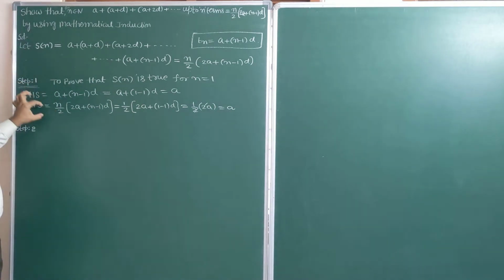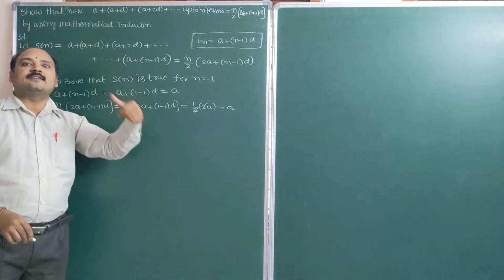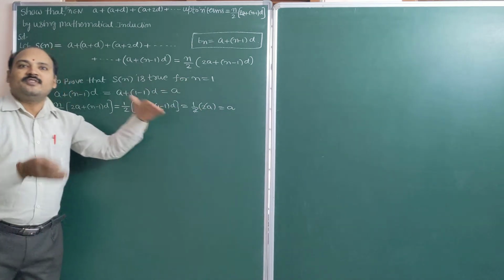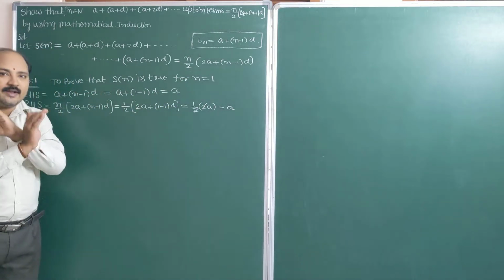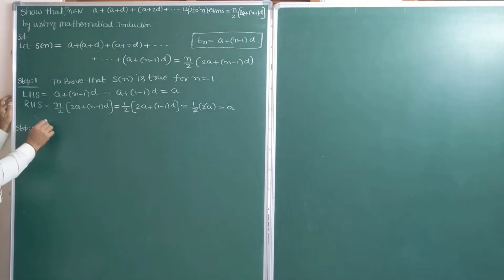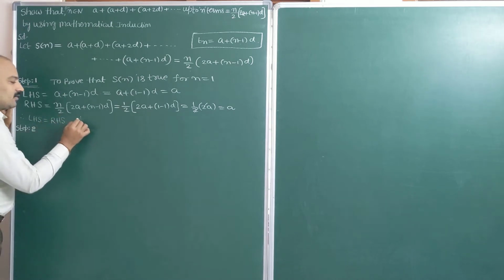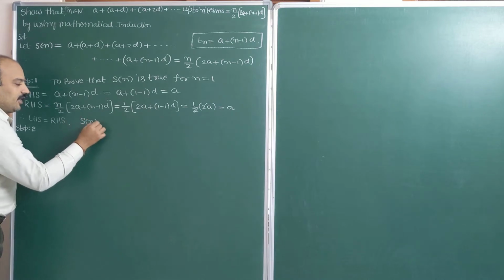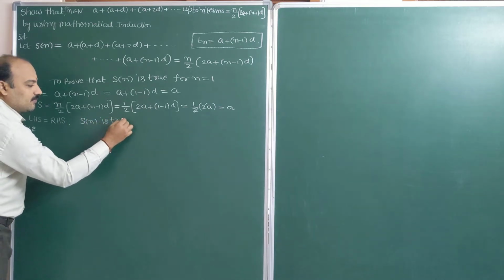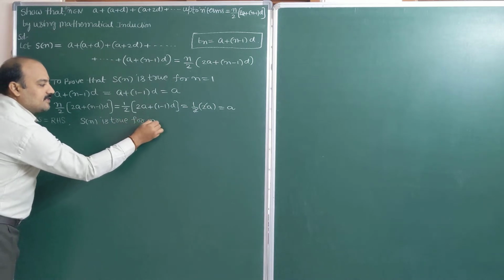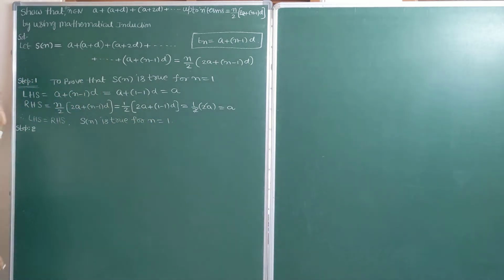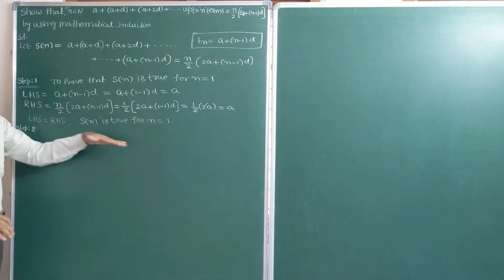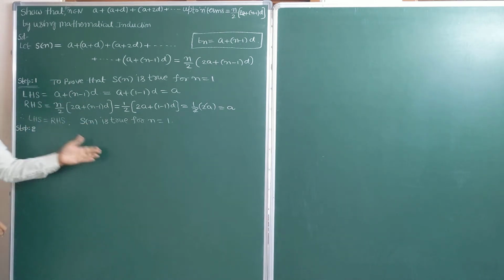Whenever LHS and RHS of the given series S of n are equal, the given statement is true for n equal to 1. Therefore, LHS equal to RHS, the given statement S of n is true for n equal to 1. So we prove that the given statement is true for n equal to 1. Come to step 2.